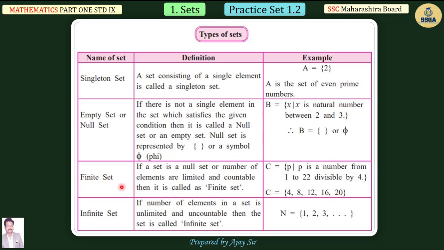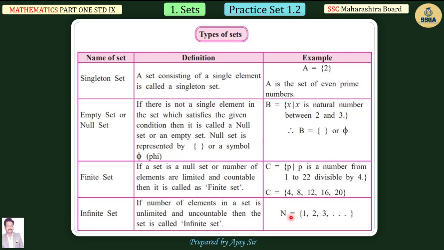Any set which contains elements whose number we can count is called a finite set, student. Now the next type, that is infinite set. The infinite set means the number of elements in the set is unlimited and uncountable. Then the set is called an infinite set, student.